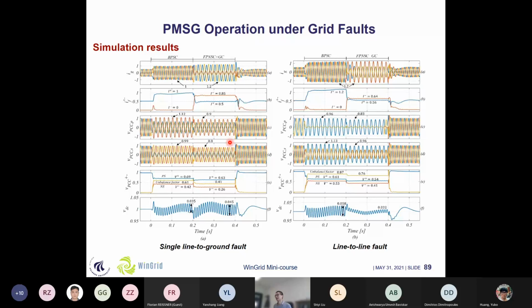And here we have comparisons for when the grid side converter is subject to single line grid faults or line-to-line grid faults. We also compare basically balanced positive signal control with flexible positive and negative sequence control in this scheme. You can see that regardless of the fault type, the unbalance factors become lower if we use the FPNSC method. Also, the fluctuation of the DC link voltage becomes smaller with FPNSC control.